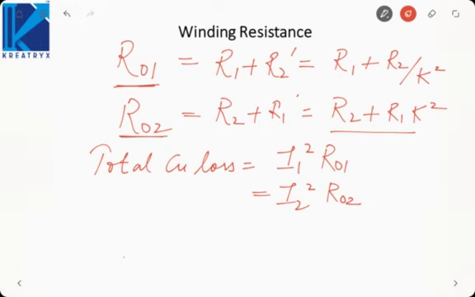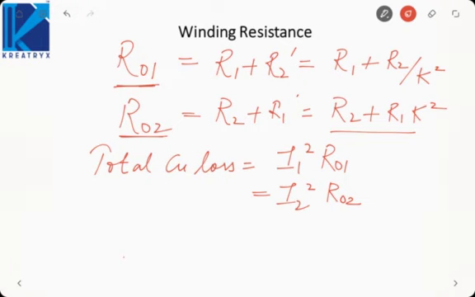But the benefit of transferring the resistance is that we have transferred the entire resistance to one side, so the analysis will become simpler. Now we do not have to consider two voltage drops or two copper losses. We can consider only a single voltage drop and a single copper loss. So that is the effect of winding resistance.